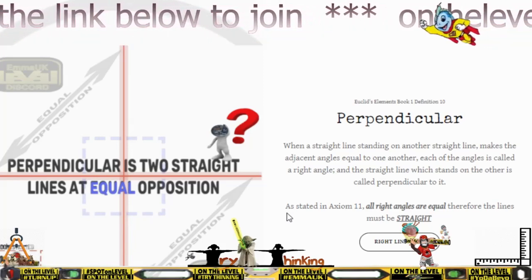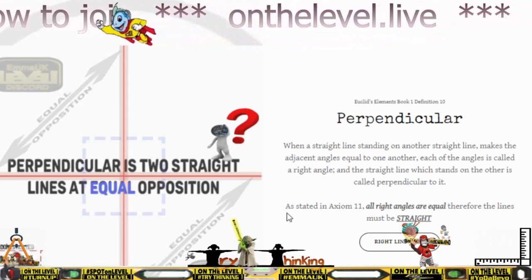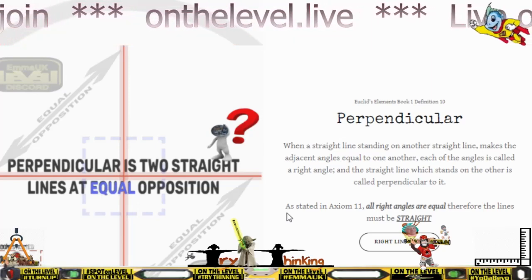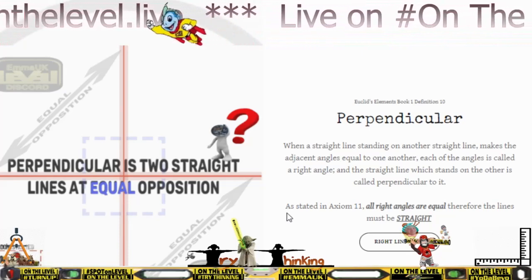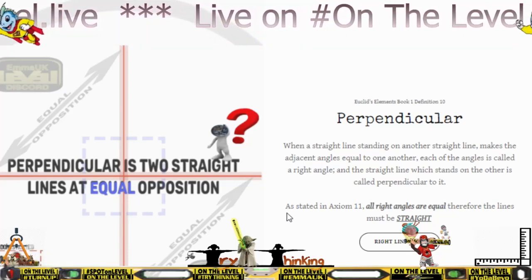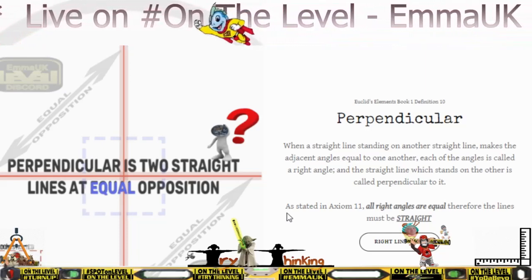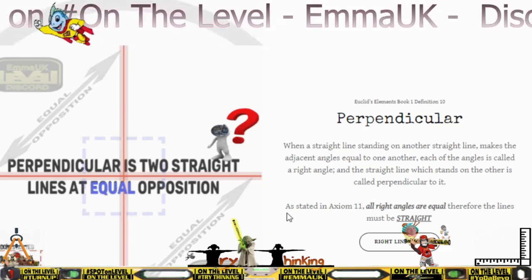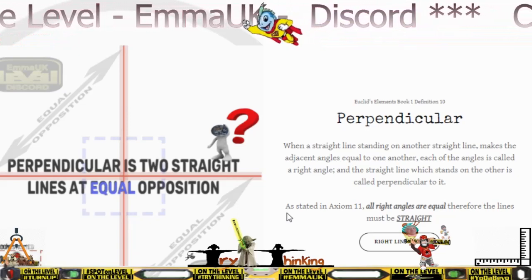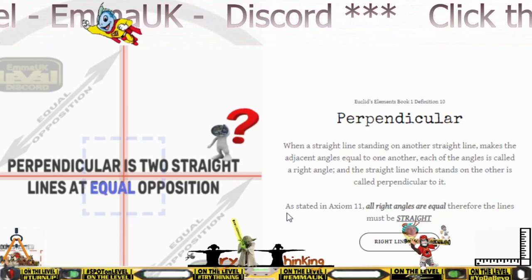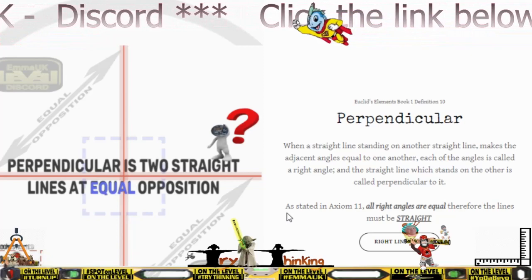When a straight line standing on another straight line makes the adjacent angles equal to one another, each of the angles is called a right angle, and the straight line which stands on the other is called perpendicular to it. You heard it before, didn't you? Yeah, that's not quite the same wording that was used before, but yeah, sure. Okay, and as stated in axiom 11, all right angles are equal, therefore the lines must be straight. Yep. Brilliant.